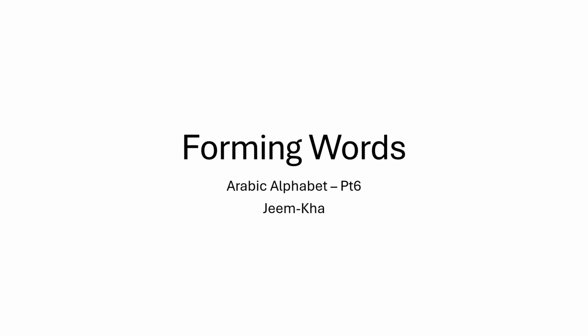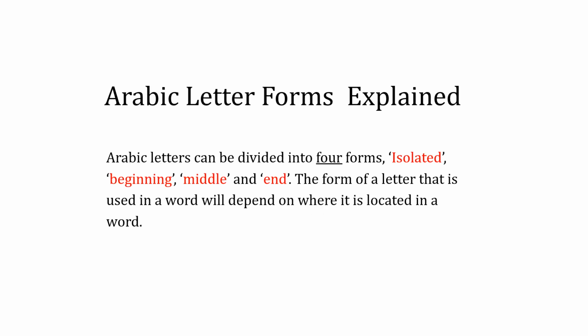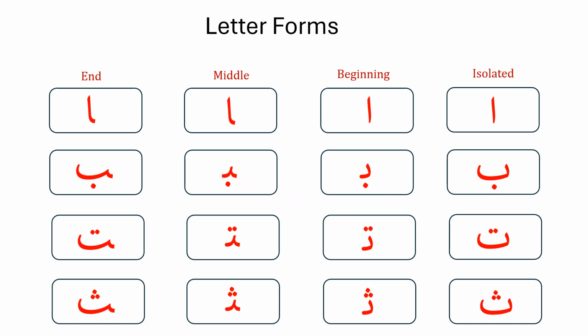In this lesson we're learning the formation of alphabets from Jeem to Khaa. Arabic letters can be divided into four forms: isolated or original, beginning, middle and end. The form of a letter that is used in a word will depend on where it is located in a word. These are the four letters that we learned previously in their different forms. So we have alif in isolated, beginning, middle, end. We have ba, we have ta, and we have tha.